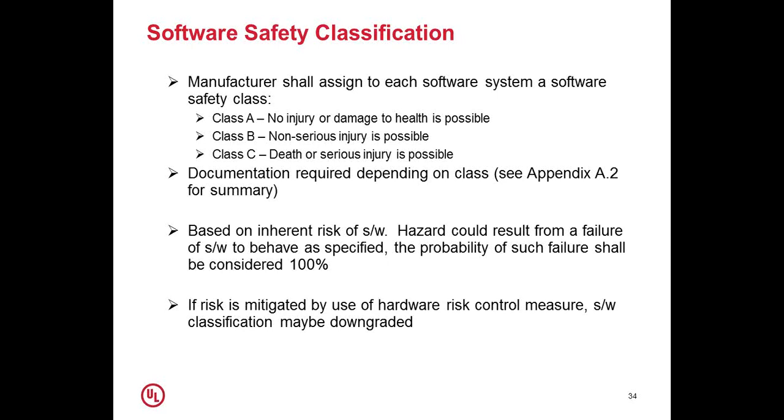So this is clause 4.3, which discusses the 100% probability. If the risk is mitigated by a user's hardware control, then the software classification may be downgraded. For example, to initially start off with, all software must be considered as class C. And then, if you are giving an additional hardware risk control measure, then the software with class C can be brought down to a lower class.